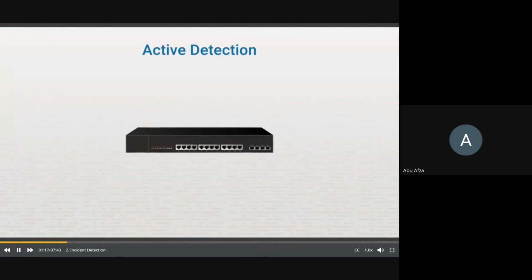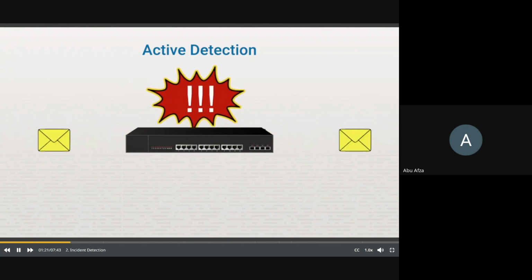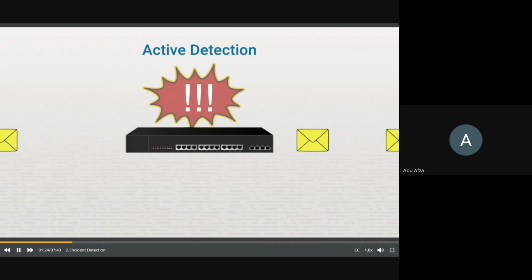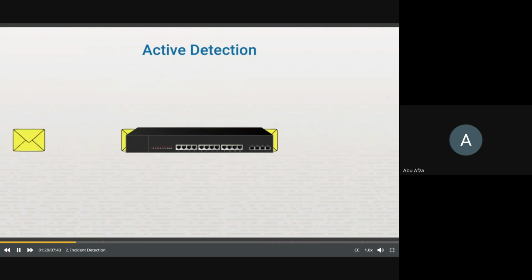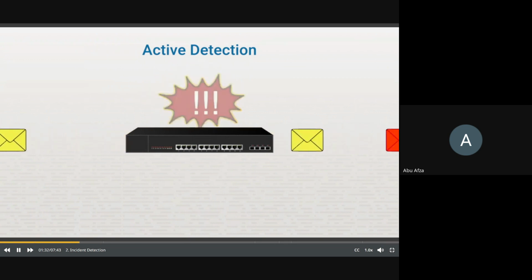Active detection is when we actively search for any ongoing security incidents. When your IDS detects malicious traffic and alerts you, this is active detection. Active detection is important because it helps us discover a security incident that's occurring at that moment so that we can stop it.